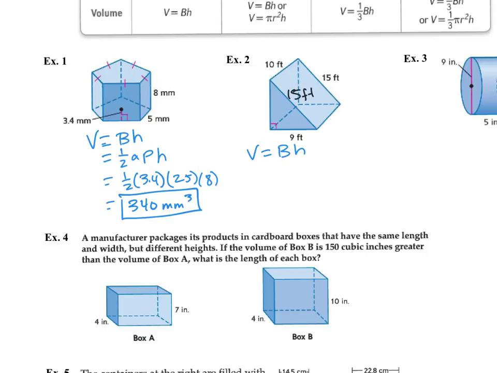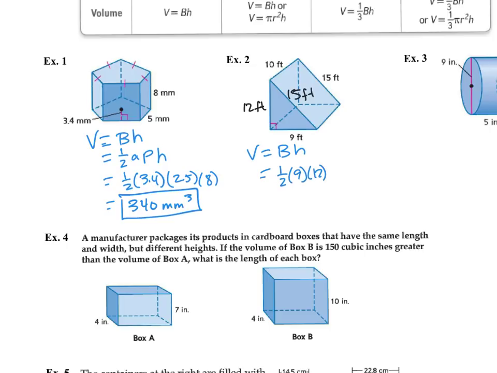And so now to find this missing leg of my right triangle, if you know your Pythagorean triples, then you should know that that missing leg is 12 feet, all right? So now to find the area of the base, we're going to take 1/2 times 9 times 12.